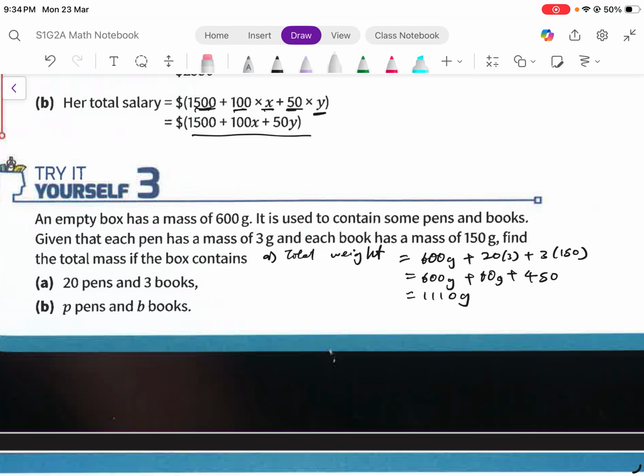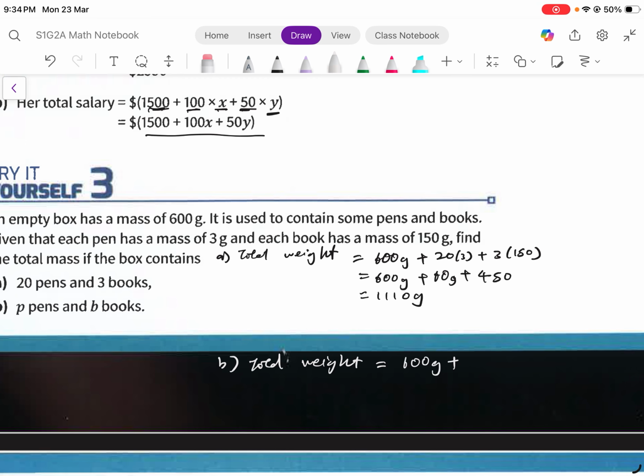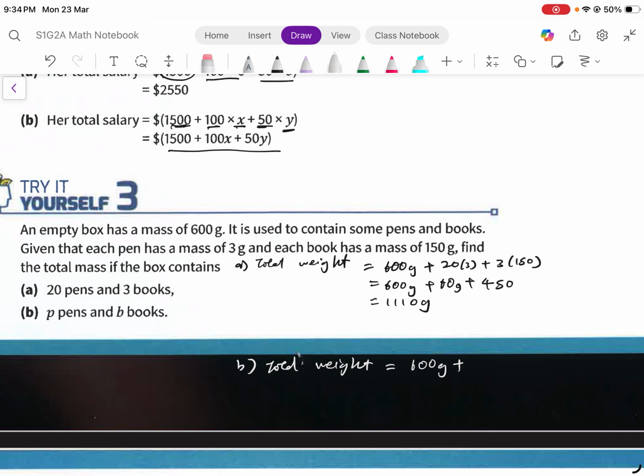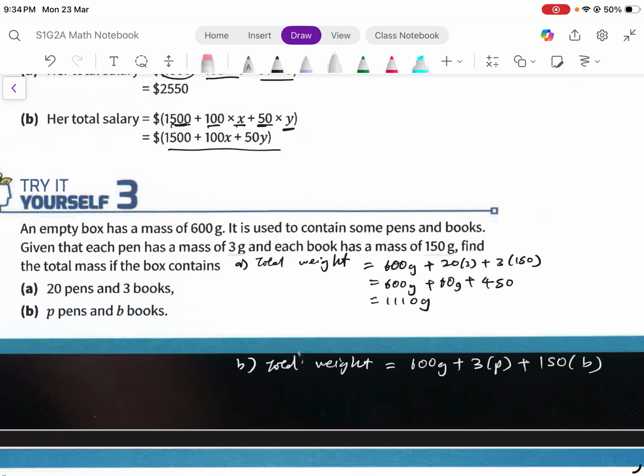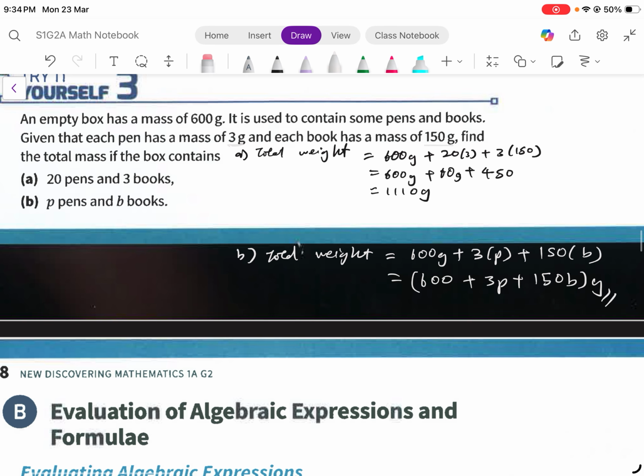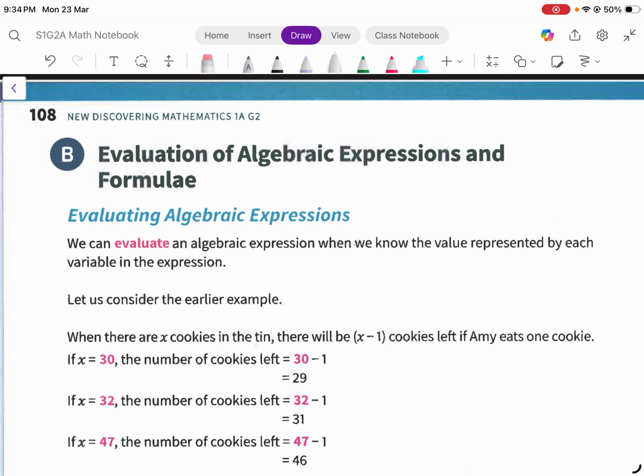Okay, so the next one, part B. Very simple. P pens, B books. So total weight equals 600 grams plus P pens, right? So each pen has 3 grams, so it's 3 times P plus 150 times B. Okay, and so your answer will be 600 plus 3P plus 150B grams. So hopefully you managed to get it, and it's easy to do, right?